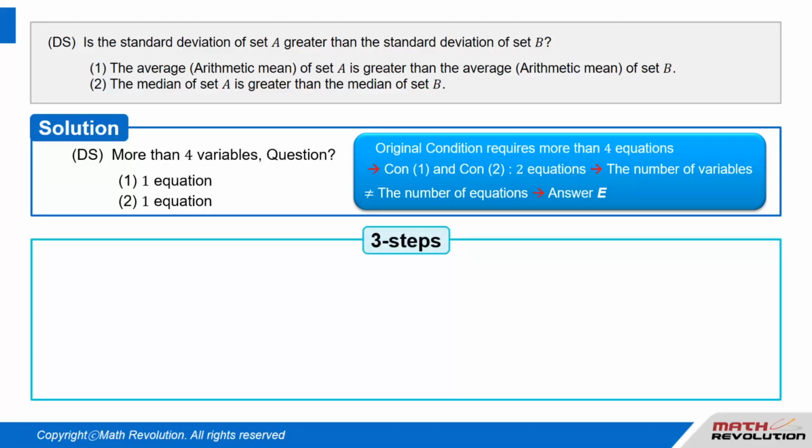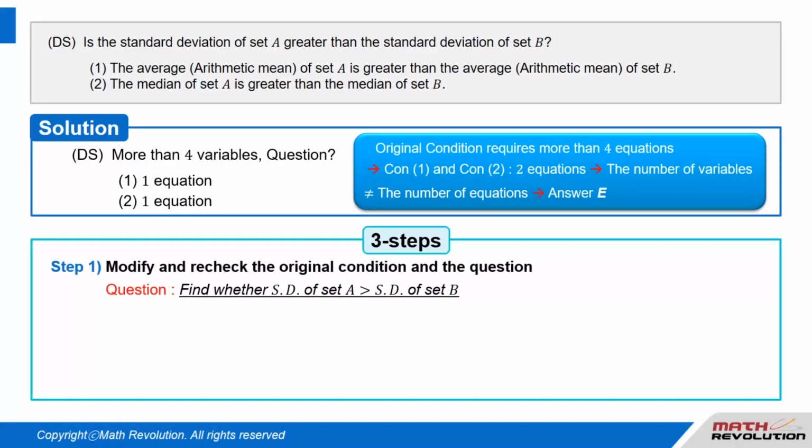Let's apply the 3 steps suggested previously. Follow the first step of the variable approach by modifying and rechecking the original condition in the question. We have to find whether the standard deviation, SD, of set A is greater than the standard deviation, SD, of set B. You might feel overwhelmed when the terms average, standard deviation, and median appear in the exam at the same time. However, you can be confident that the answer is E if the question deals with a mixture of these concepts. Standard deviation depends on the spread of each element from the mean.